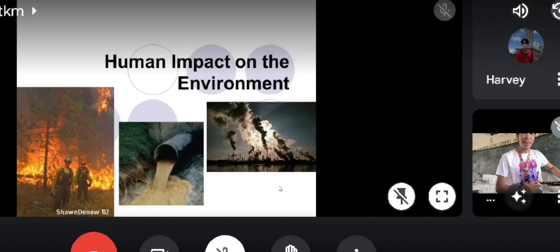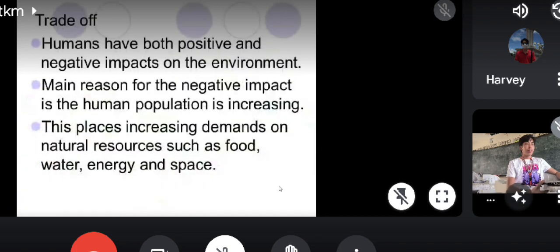Good morning, everyone. We are group six, and we're going to report about the human impact on the environment. First is trade-off. Humans have both positive and negative impacts on the environment. The main reason for the negative impact is that the human population is increasing.